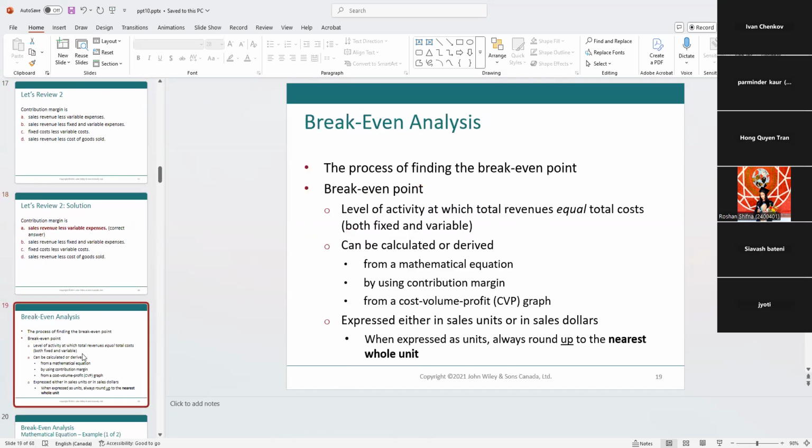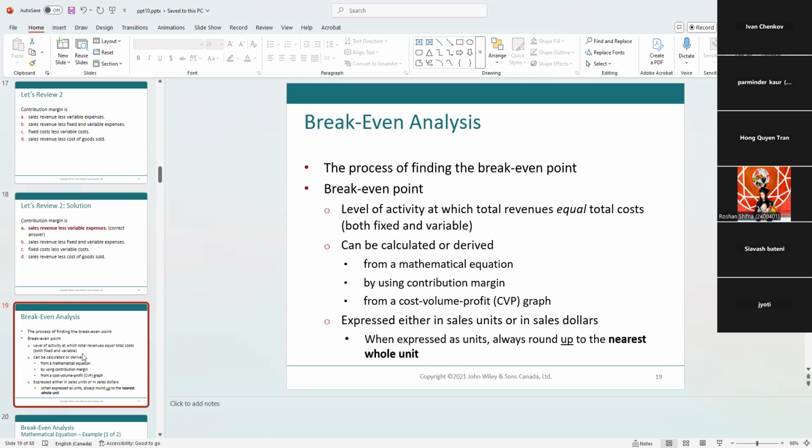Let's go to the break-even analysis. Now, what is the break-even point? Again, that's the point where the company generates enough sales to cover variable cost and fixed cost, or the contribution margin that the company generates is enough to cover the fixed cost. The process of defining the break-even point is finding the level of activity at which total revenue equals total cost.